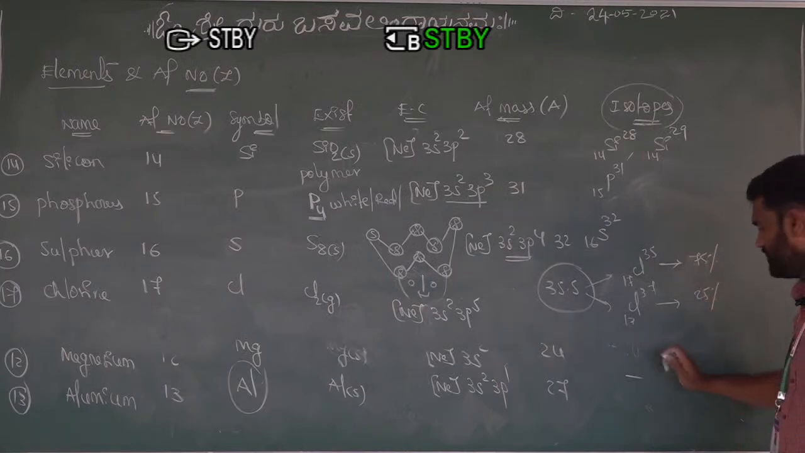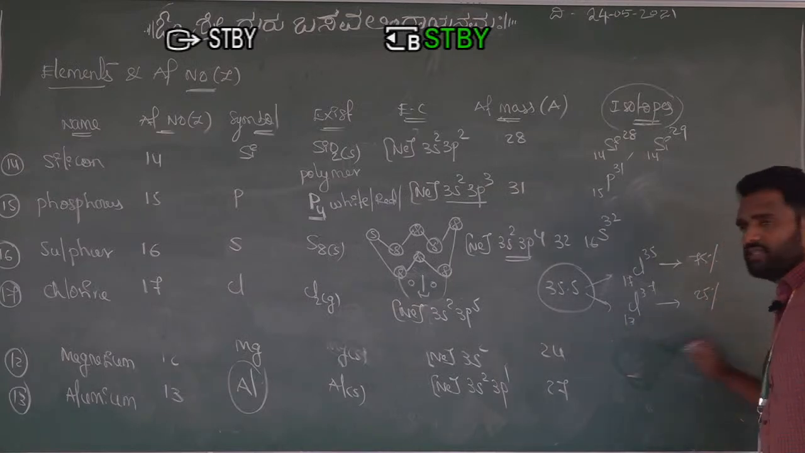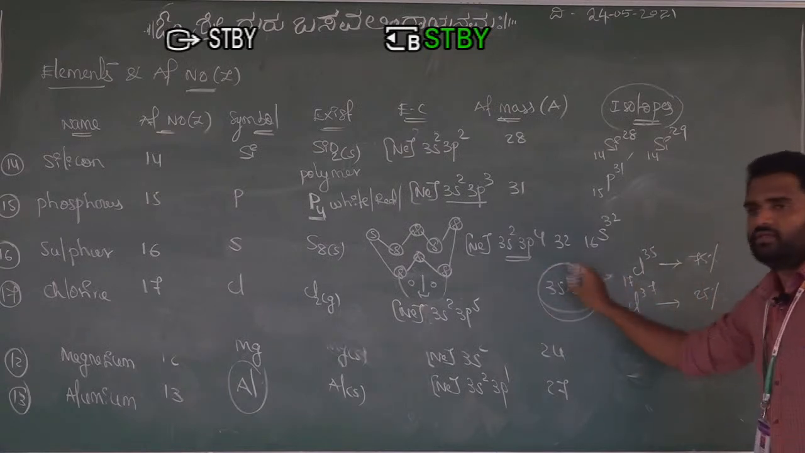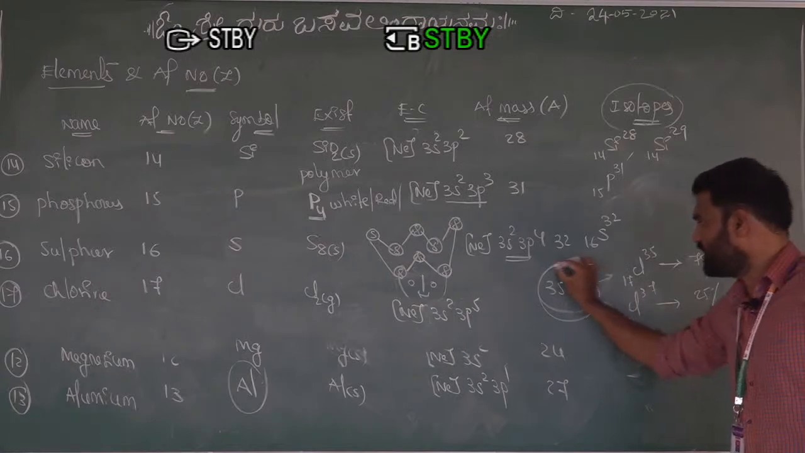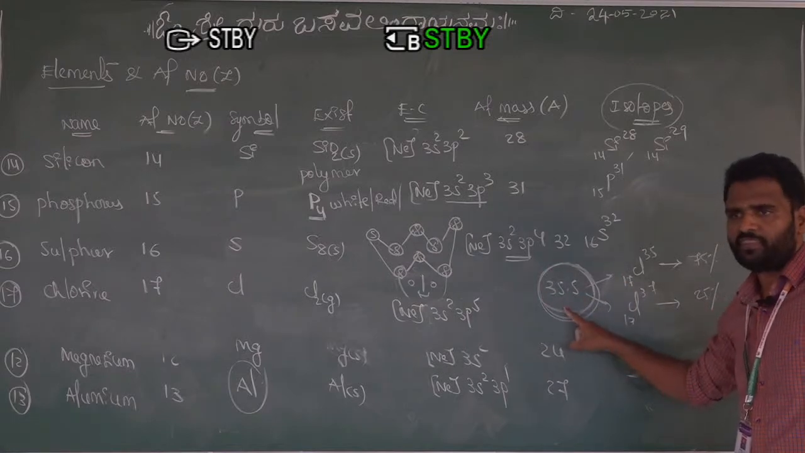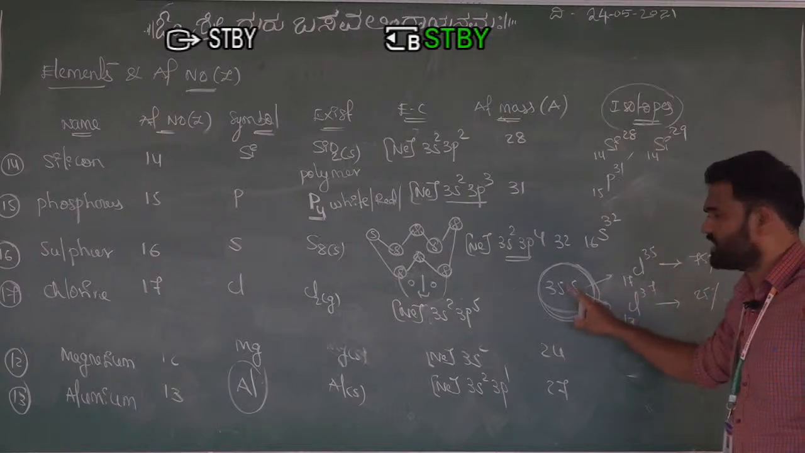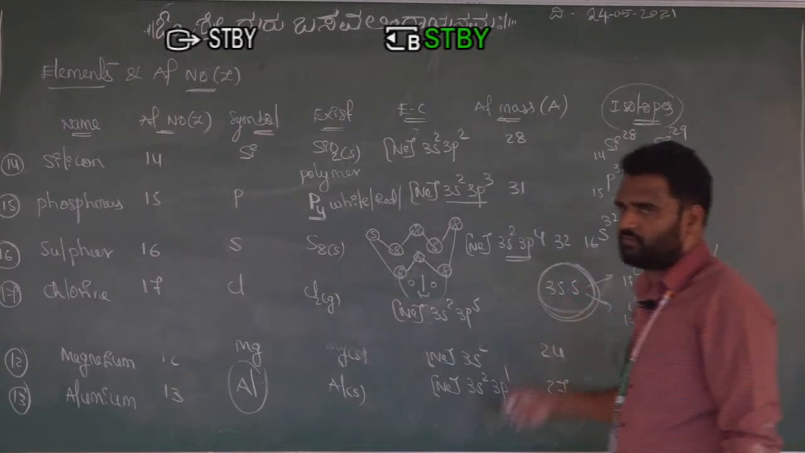Together it is 100%. So if we calculate the average isotopic mass from these two, 75 into 35 plus 25 into 37 by 100, what do you get on average? 35.5. So there is no chlorine with 35.5 atomic mass. You will be having 35 and 37. From these you are getting the average atomic mass.